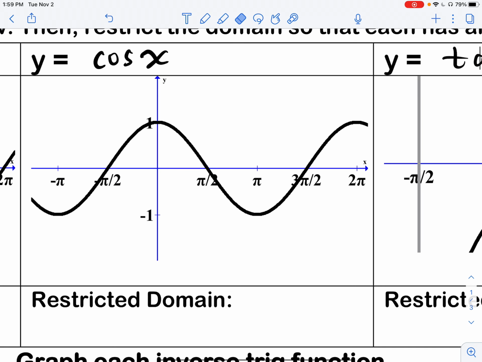Let's look at cosine of x. Pause the video right now and ask yourself, where would be a good place to restrict the domain here so that it would be 1 to 1?